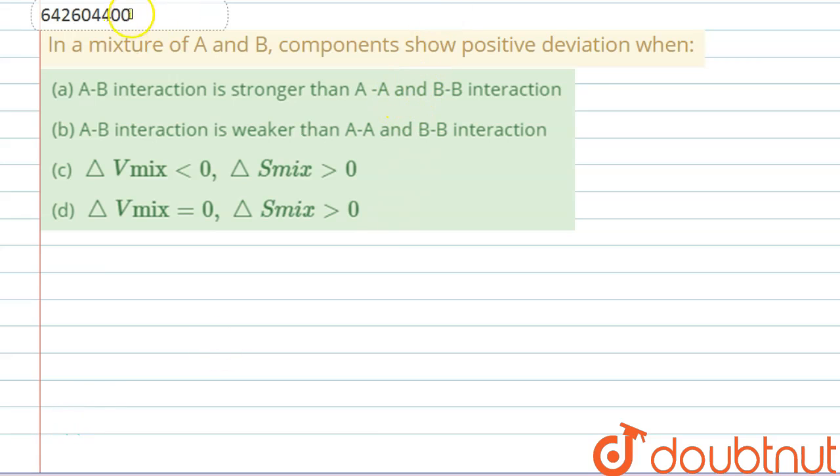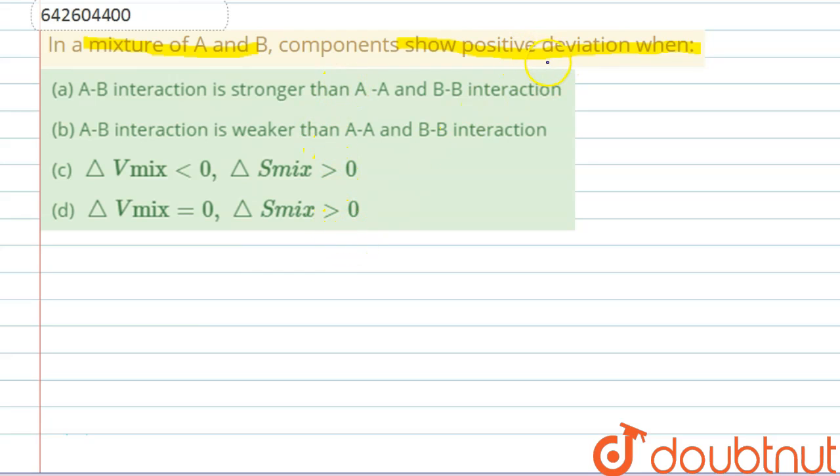Hello everyone, let's start this question. In this question we are given a mixture of A and B components. The mixture shows positive deviation when. We are given a solution of A and B, and we have to tell which is the condition for the positive deviation out of the following options.